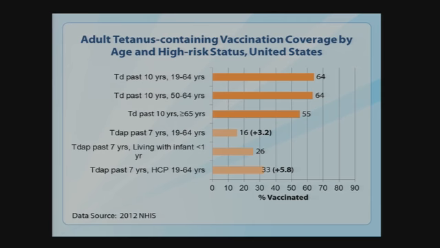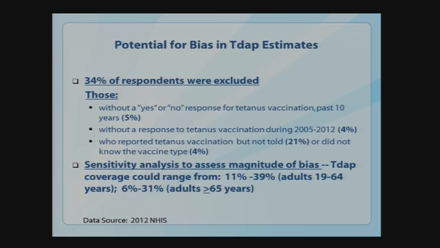For persons living in a household with an infant less than 1 year of age, Tdap vaccination was 26%, and this was similar to the estimate for 2011. Among healthcare personnel aged 19 to 64 years, Tdap vaccination was 33%, and this was a 5.8 percentage point increase compared to 2011. 34% of respondents were excluded from estimations of Tdap coverage, creating a potential for bias.